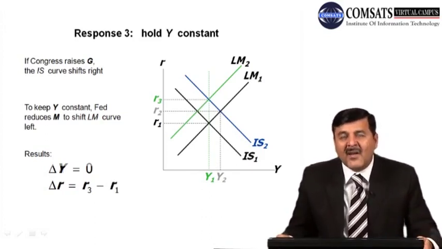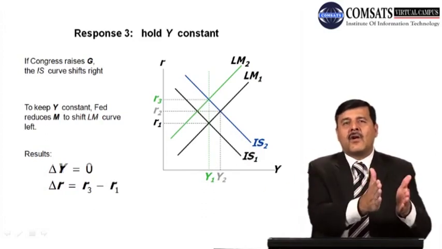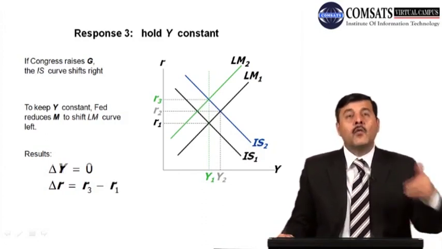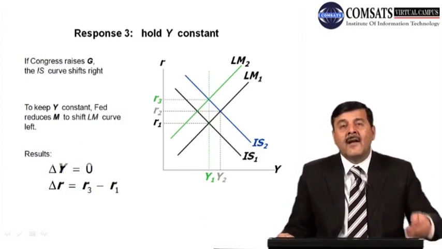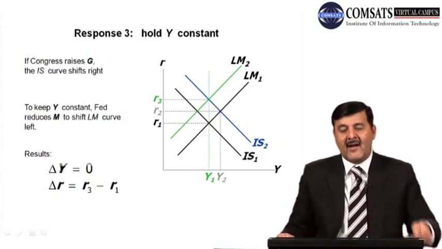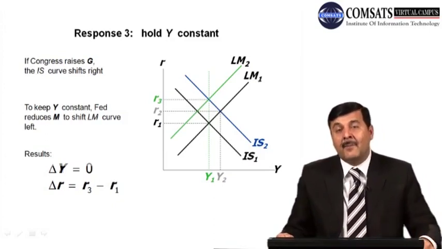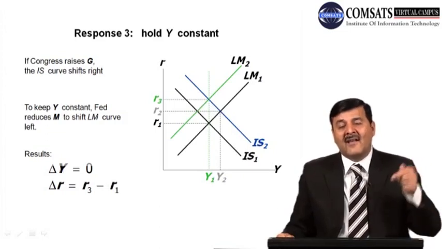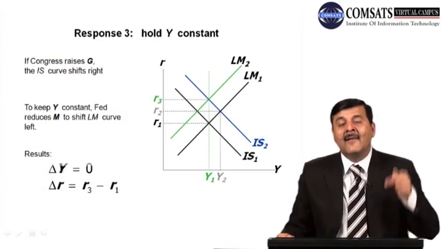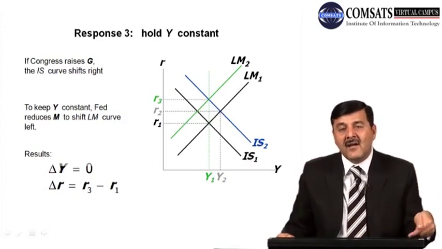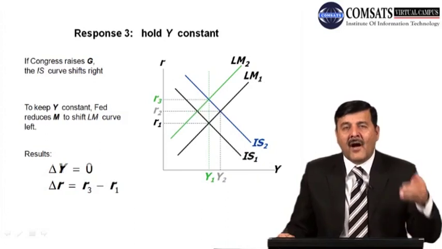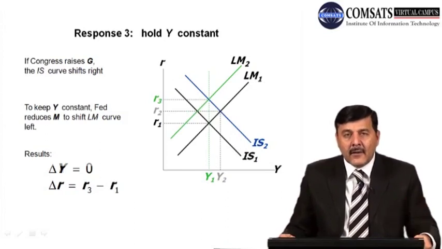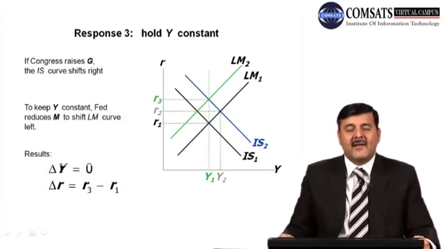When they reduce the money supply, the LM curve shifts leftward from LM1 to LM2. Now this new LM curve intersects the new IS curve at a new point where we have R3 rate of interest and Y1 level of income, which is the same level of income. If the Fed's response is that they want to hold Y constant, then there will be a change in the rate of interest, which will go up from R1 to R3. So delta Y is 0 and delta R is equal to R3 minus R1.